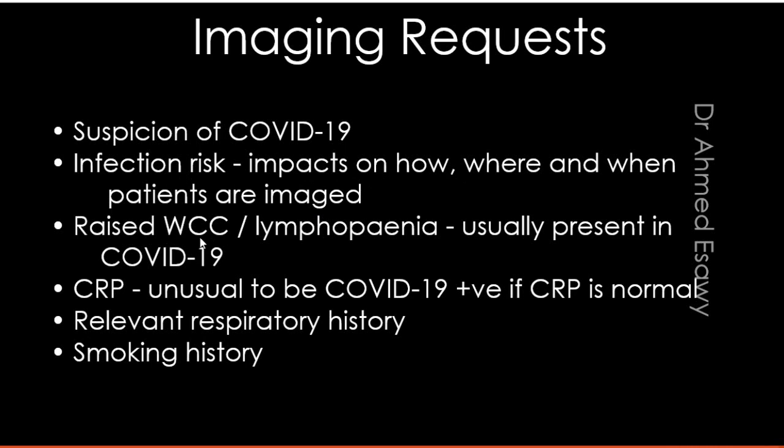A raised white cell count and lymphopenia are usually present in COVID-19. It is unusual for a COVID-19 positive patient to have a normal CRP. Also include relevant respiratory history and smoking history.